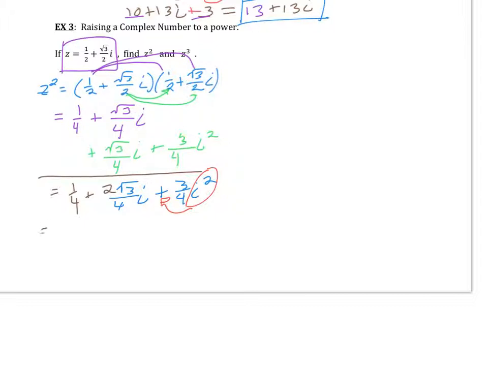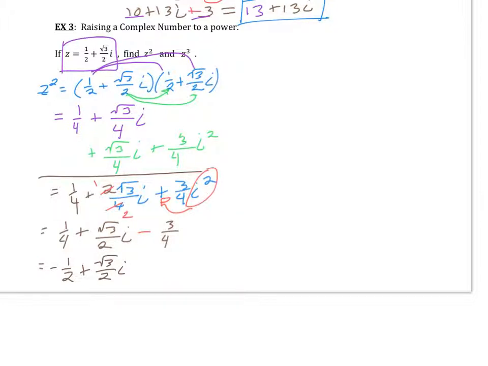So we end up with 1/4 plus, and then doesn't this 2 here cancel into this 4 twice? They're both outside the radical, so you can reduce them. So plus radical 3 over 2i, and then minus 3 over 4. So this minus sign came from that i squared. So one more step, combine your real parts. So the 1/4, what's 1/4 and negative 3/4? So what's 1 and negative 3? Negative 2 over 4, which is negative 1/2, and then plus radical 3 over 2i.